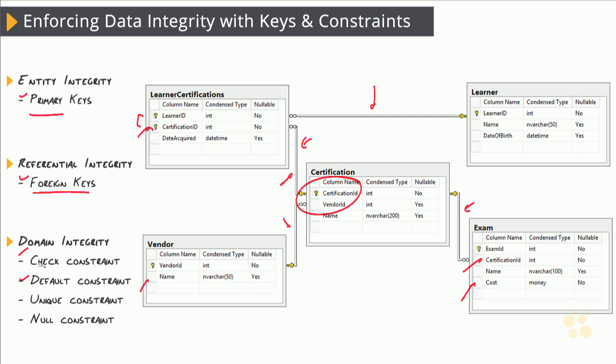Default constraints allow us to set up just that, a default. So if a value isn't supplied for a column, it'll pick up the default value. Pretty straightforward there. We'll take a look at how to add default constraints.